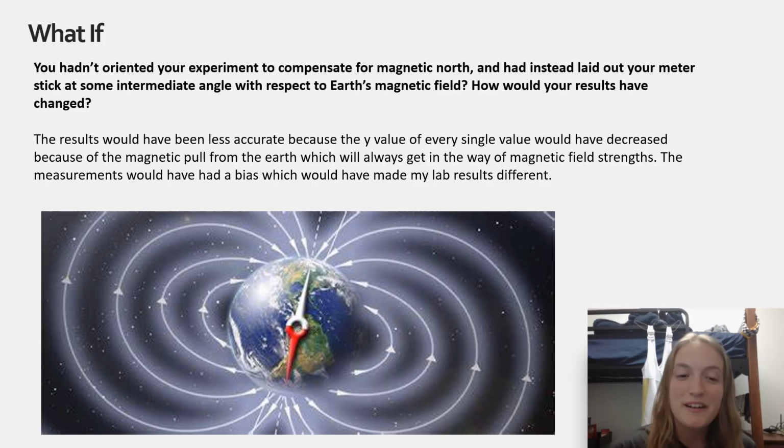Anyway, let's talk about the what-ifs: what if we had not adjusted the phone to compensate for the Earth's magnetic field? The results for our experiment would have been less accurate because the y value of every single vector would have been decreased, because the Earth has a magnetic field of negative 9.8 on the y-axis. The measurements would have had a bias towards that, and because of that my lab results would be very different, which would not have been good for the accuracy of this report.